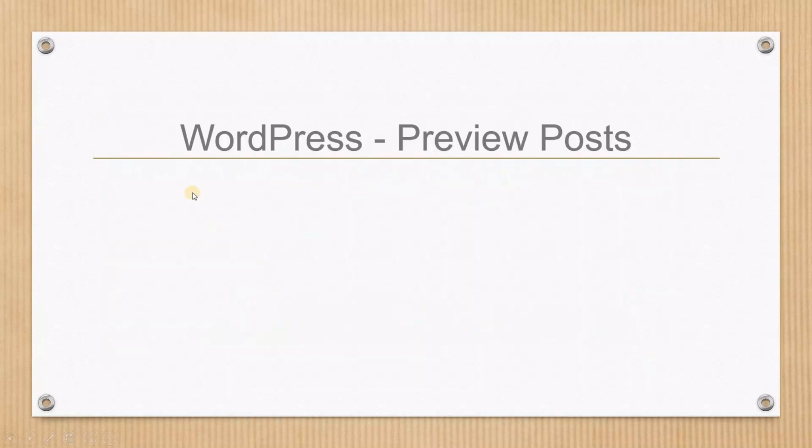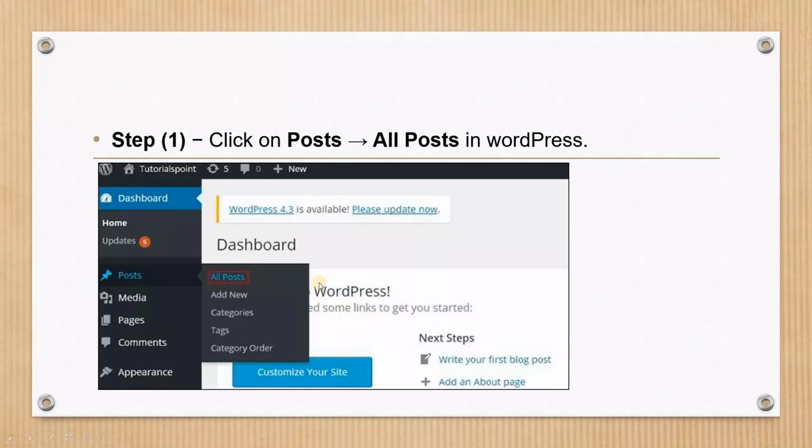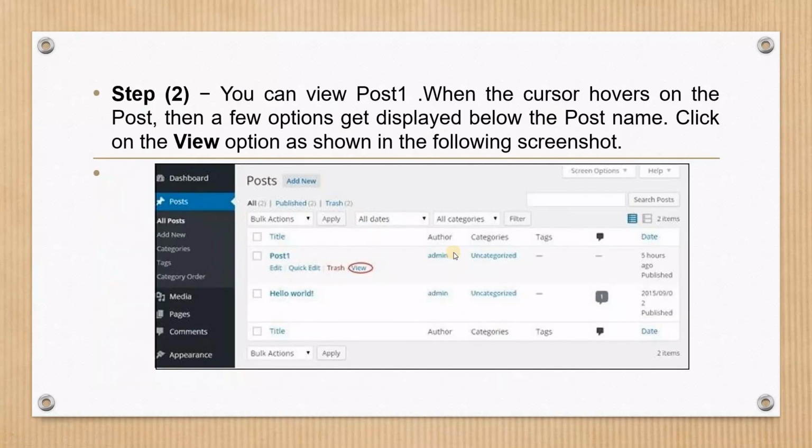Next is WordPress preview post. If you want to see the preview, for that we have a link under the post. Just click on the all post category, and by this view link you can simply get the preview of your particular post.